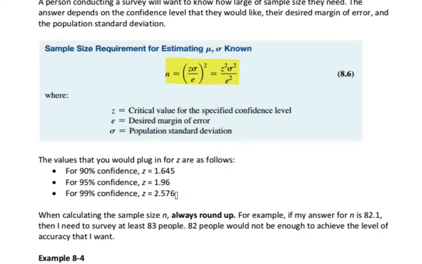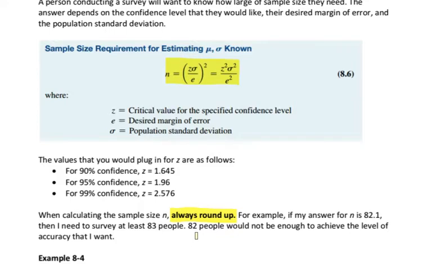And there's something a little bit different about calculating sample size, which is that you always round up. So we don't use our standard methods of rounding here, where we would round down if it's less than 0.5 and round up if it's more than 0.5. For example, if my answer was 82.1, then I would need to survey at least 83 people. So I would round that up to 83. 82 people would not be enough to achieve the level of accuracy that I want. So just watch out for that and make sure that you're rounding these in this special way to get the answers correct in the homework.